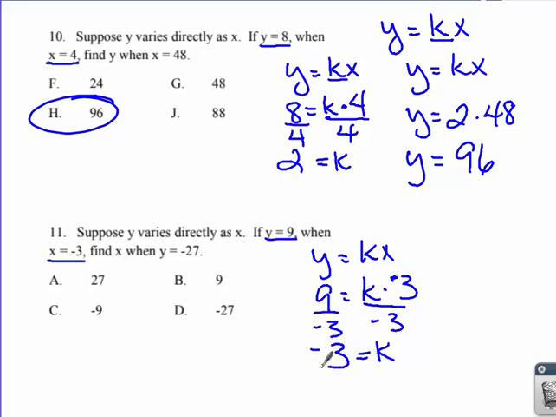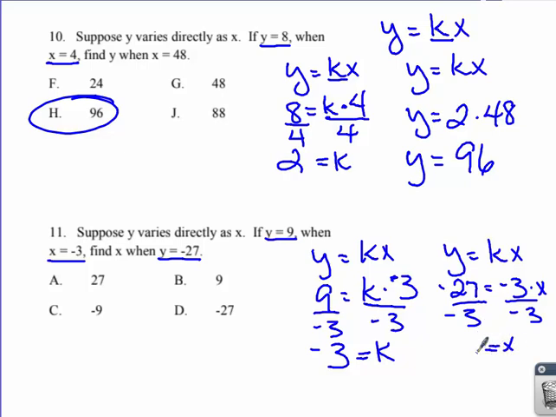So now I use this k value, -3, and my y value to find x. So I write the formula again. y is equal to kx. Well, y is -27. k is -3. And I'm looking for the x. So now to find that x, I divide both sides by -3. And I get x equaling, well, negative 27 divided by negative 3 gives me positive 9. So my correct answer is B. Okay, so that's direct variation.